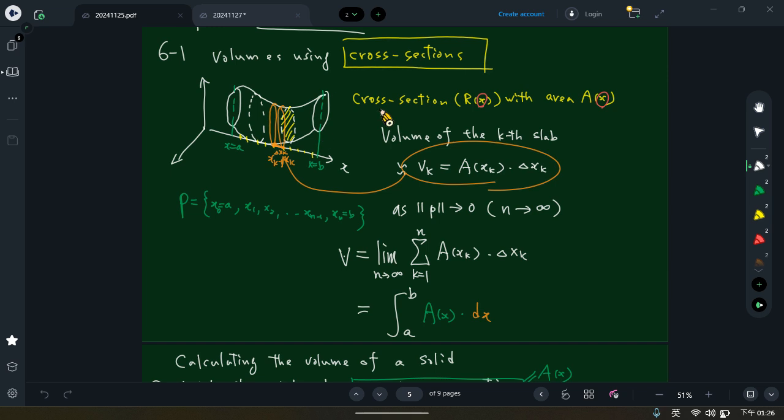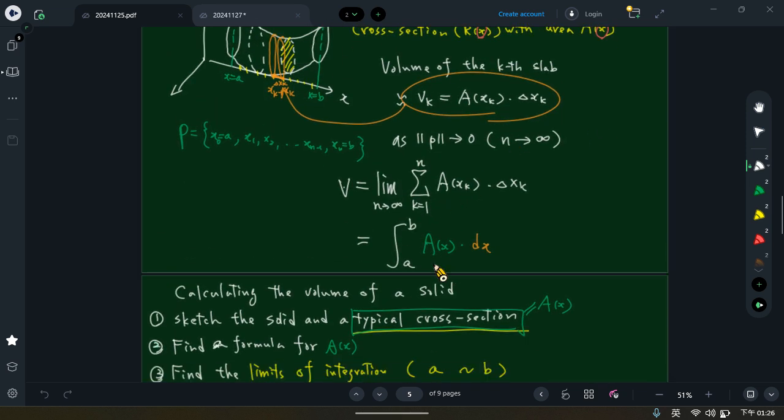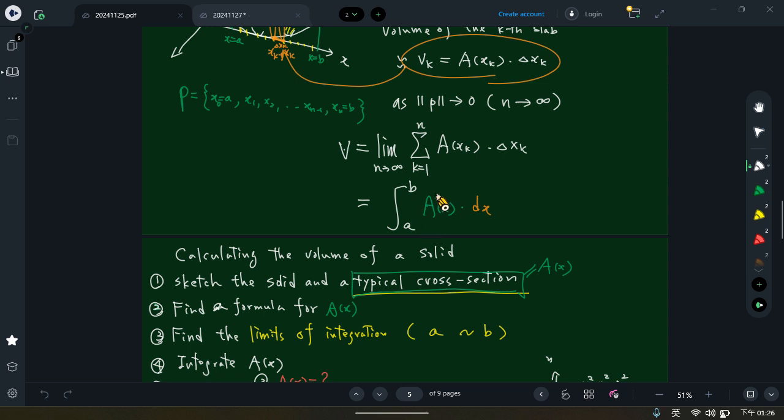So the idea is simple. That means, first of all, we need to get the typical cross-section and formalize it as its area A of X. Then we use A of X, the area of the cross-section, times a small width. Then we can get the small volume for this part. Then finally sum them together.